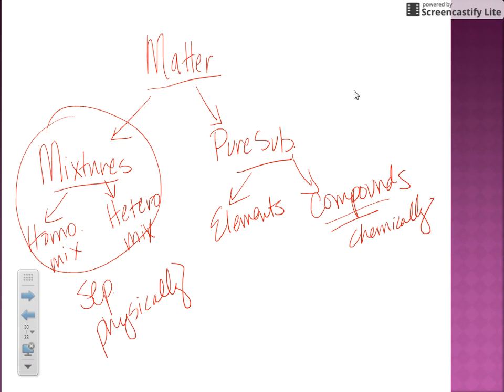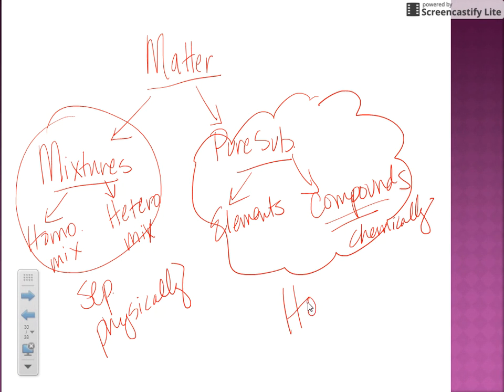I do want to add that all of your pure substances are considered homogeneous forms of matter, which means they're all going to be pure or the same throughout.